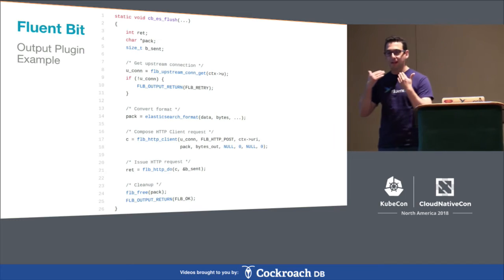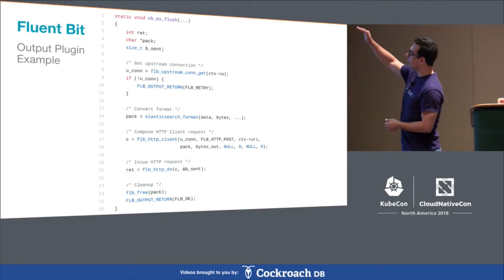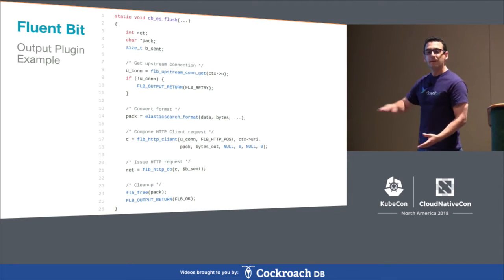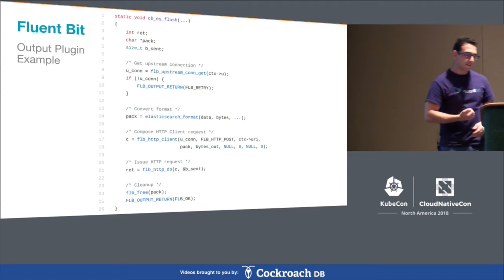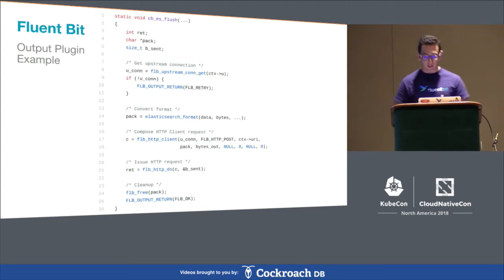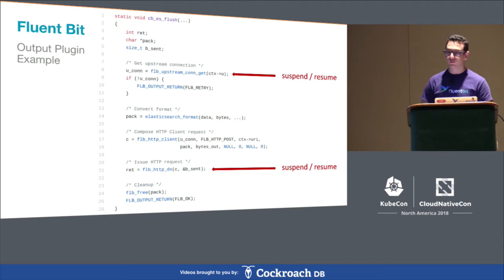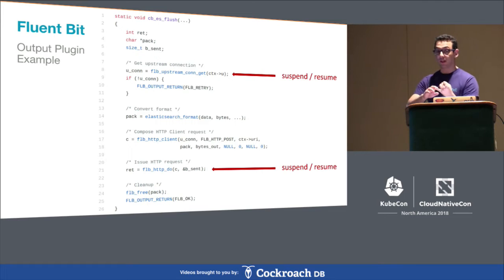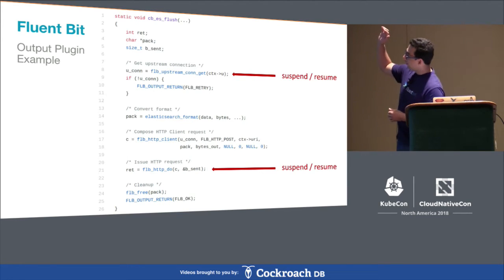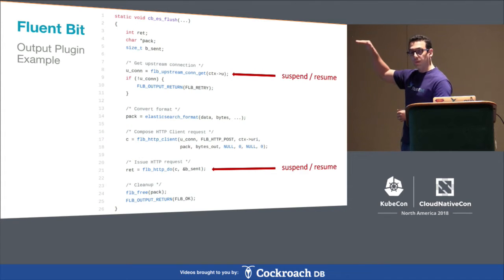If you look visually at this code, you will see that this is blocking code. But internally, every time that you issue any kind of network operation, and I'm focusing on this place, like upstream connection, which means get a connection to an upstream server, create a socket, connect, and be ready to write data, Fluent Bit with the coroutine is going to suspend the execution of that function.